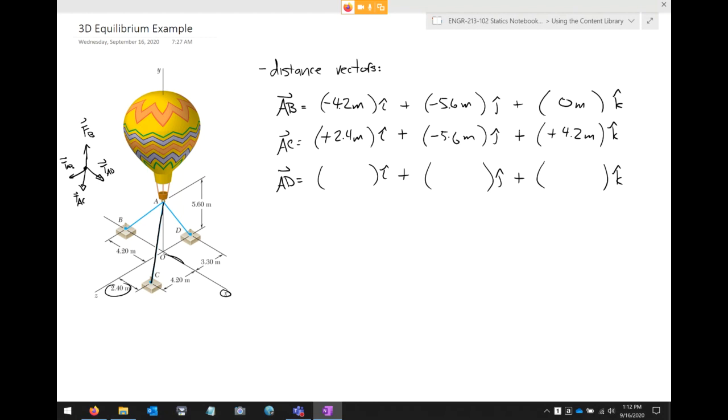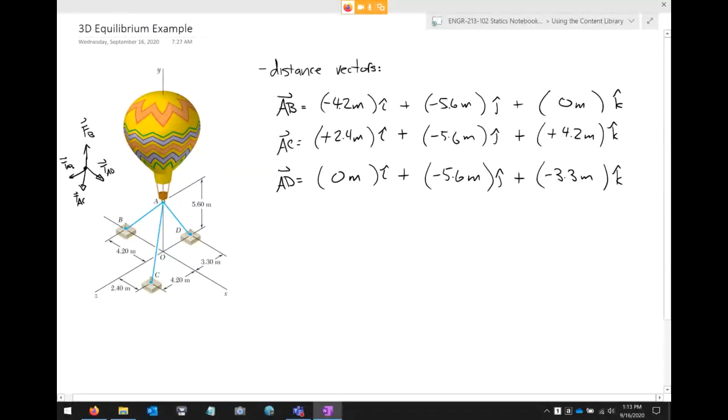How about AD? Can somebody help me out with AD? Maybe some folks that haven't said anything. I want to make sure that everybody's firing on all cylinders today. So the folks that have typed something in chat, let's get somebody else going. All right, so we got 0i, negative 5.6j, and negative 3.3k. There we go. It's exactly right. So 0 in the I, negative 5.6 in the J, and negative 3.3 in the K. Great job, everybody.